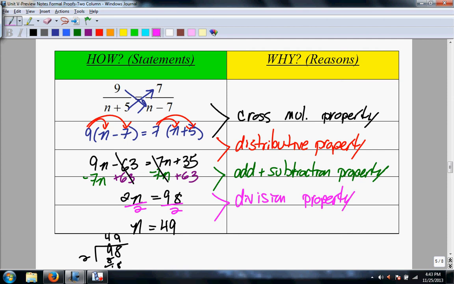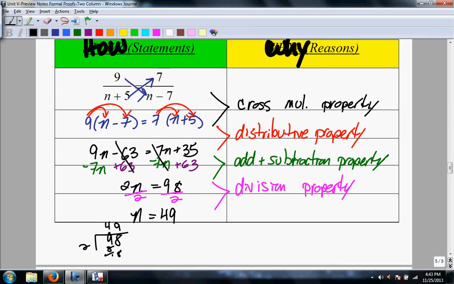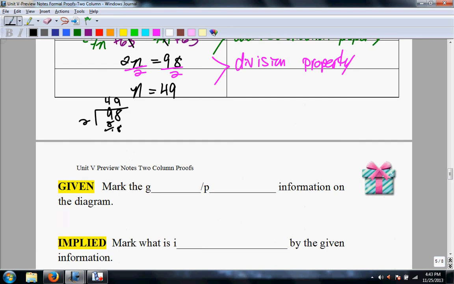So once again, this is called a 2-column algebraic proof, in which you simply do the how on the left and the why on the right. Now let's apply this to something in geometry.